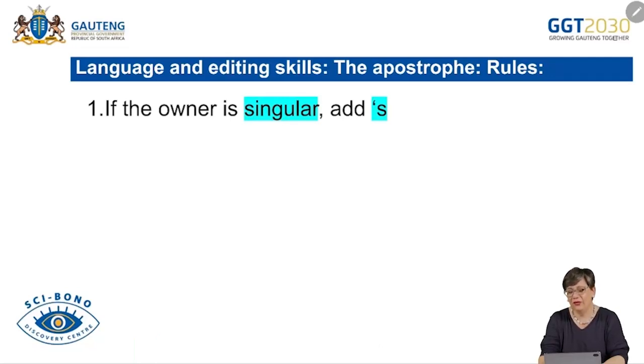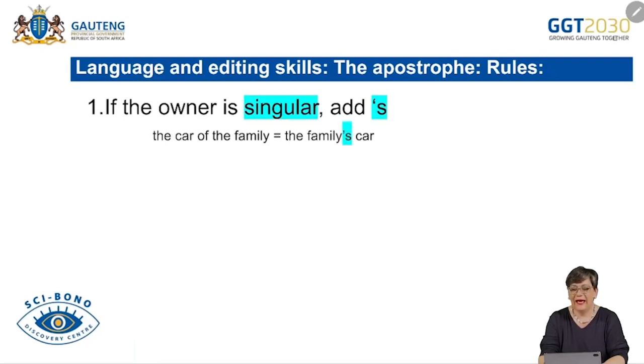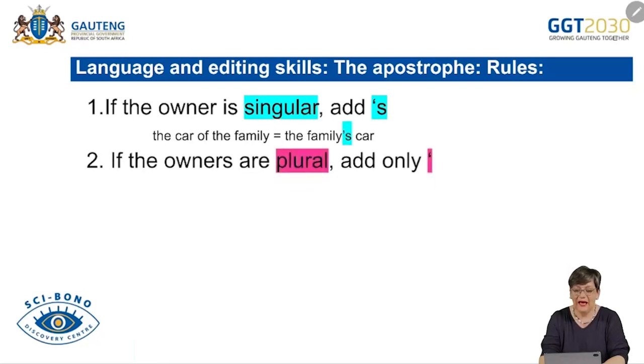Now let's run through the rules quickly. If the owner is singular, then we add an apostrophe S. So if you want to say the Carver family, we'll say the family's car. Remember, family is here seen as singular. If your owners are plural, then we're only going to add the apostrophe.